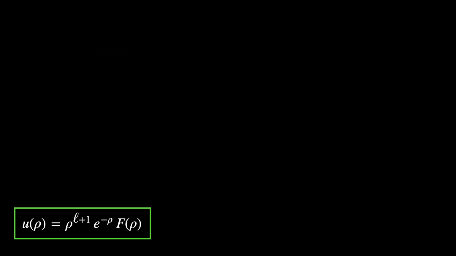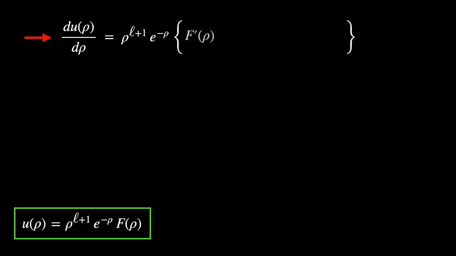The first derivative can be evaluated like so. By the product rule, we have a term in which only f is differentiated, and another term in which f is not differentiated. This is the derivative of the first term, which is a power, and we simply bring down the power L plus 1. But in order to bring rho to the L plus 1 outside the bracket, we need to include a factor of rho in the denominator. The next term is the derivative of the exponential, and just gives minus 1.